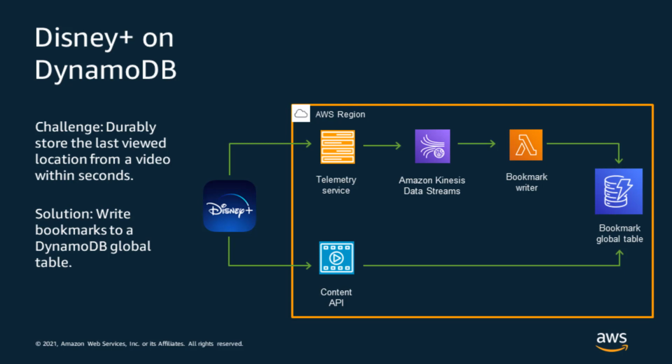So the bookmark service is billions of these per day that are getting generated by all the users watching the Disney Plus content. And what they do is they use a telemetry service, simply a sophisticated way to route the traffic according to where the user is on the internet and route it to a nearby region. Then they send that data into Amazon Kinesis Data Streams and to a Lambda function called the bookmark writer. And then that lands into a DynamoDB global table.